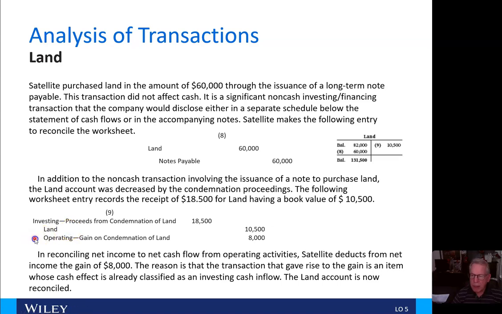And in the operating section, the gain on the condemnation of land, which was $8,000, is an operating section entry. In reconciling net income to net cash flow from operating activities, Satellite is going to deduct from net income the gain of $8,000. The reason is that the transaction that gave rise to the gain is an item whose cash effect is already classified as an investing cash inflow. The land account is now reconciled.